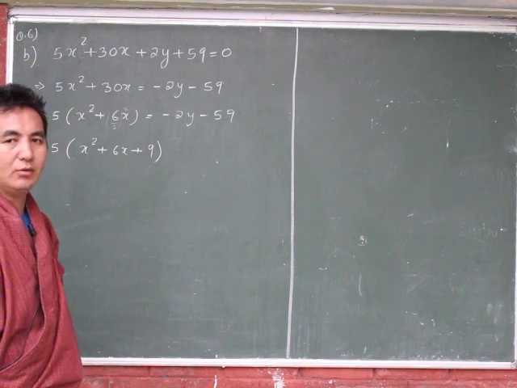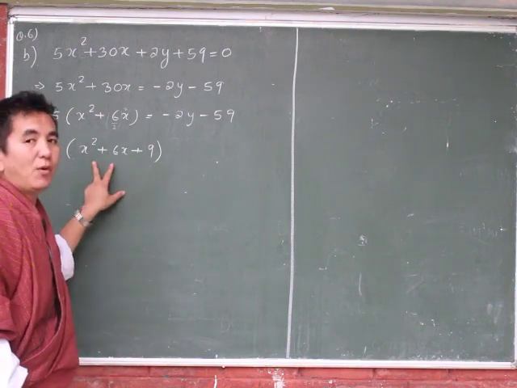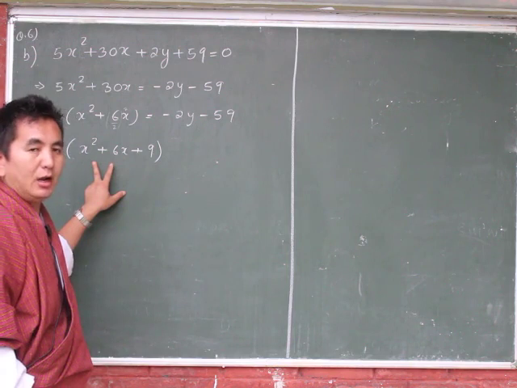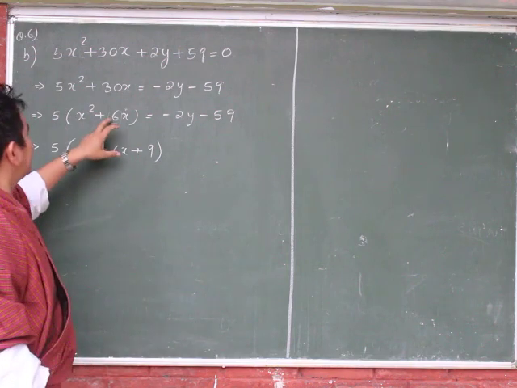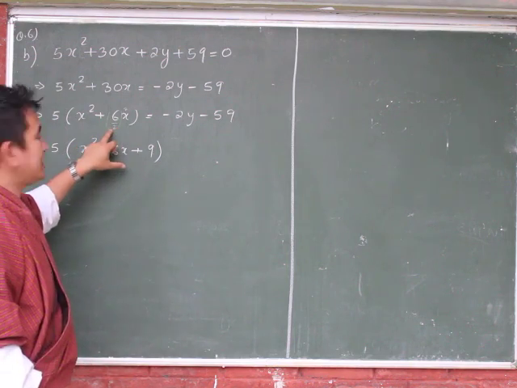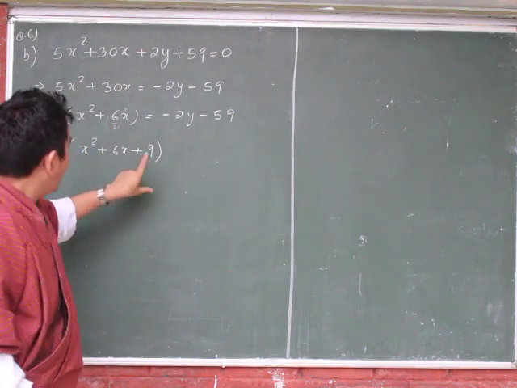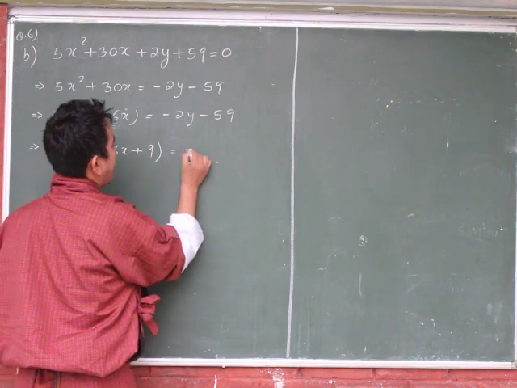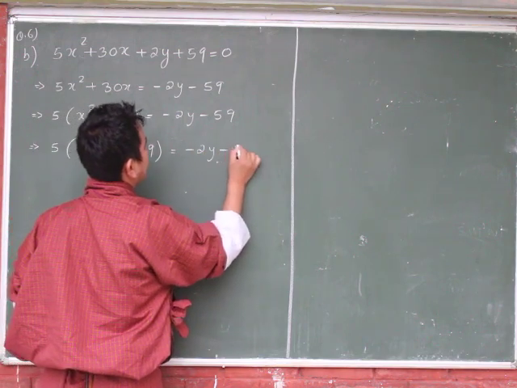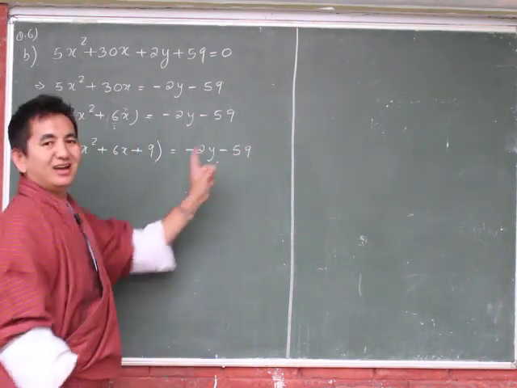I hope you got it now. Because I'm trying to make this in the form of a plus b whole square. For that, I divide this 6 by 2, which is 3. 3 squared is 9. Put it here. When you write 9 on this side, we have negative 2y minus 59 on the other side.